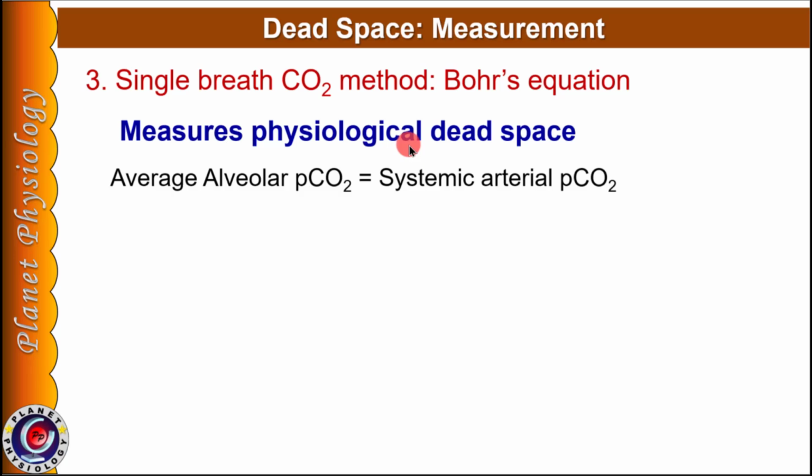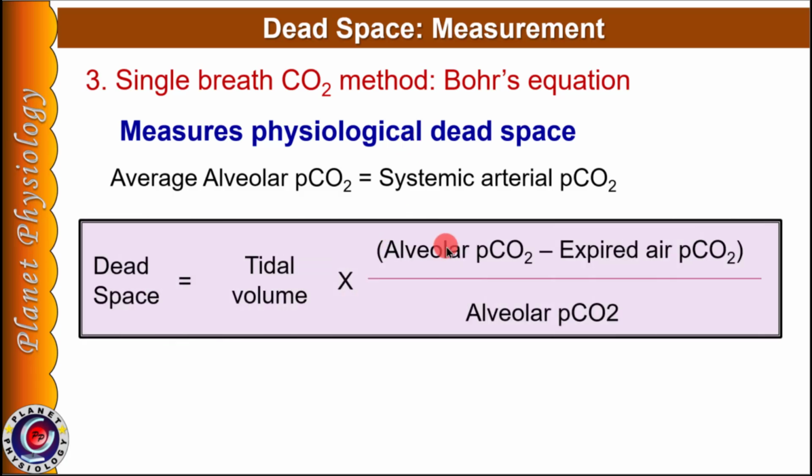So for this method, we need data on the partial pressure of carbon dioxide in expired air as well as in the alveolar air, and the tidal volume. As the ventilation perfusion ratio differs in different lung units, in health and in disease, alveolar PCO2 is not a single value. Hence, in practice, the arterial partial pressure of carbon dioxide is used as an estimate of the average alveolar partial pressure of carbon dioxide. The dead space is calculated as tidal volume into alveolar PCO2 minus expired PCO2, divided by alveolar PCO2.